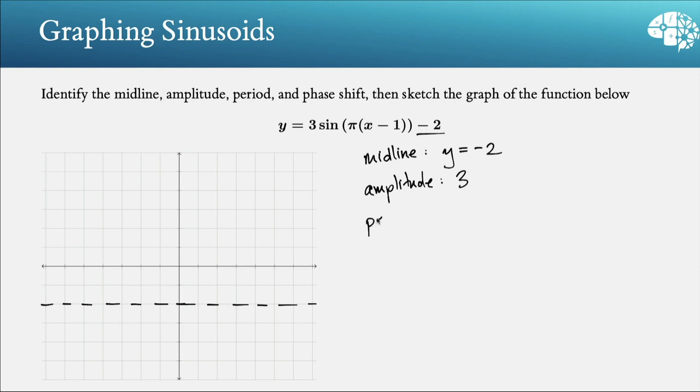Okay. The period is 2 pi divided by the number in front of the x, and that's going to be pi. Okay, that's that pi right there. So 2 pi divided by pi, which is just 2. And then we need our phase shift. Phase shift. And to get our phase shift, we take the thing here, we set it equal to 0.